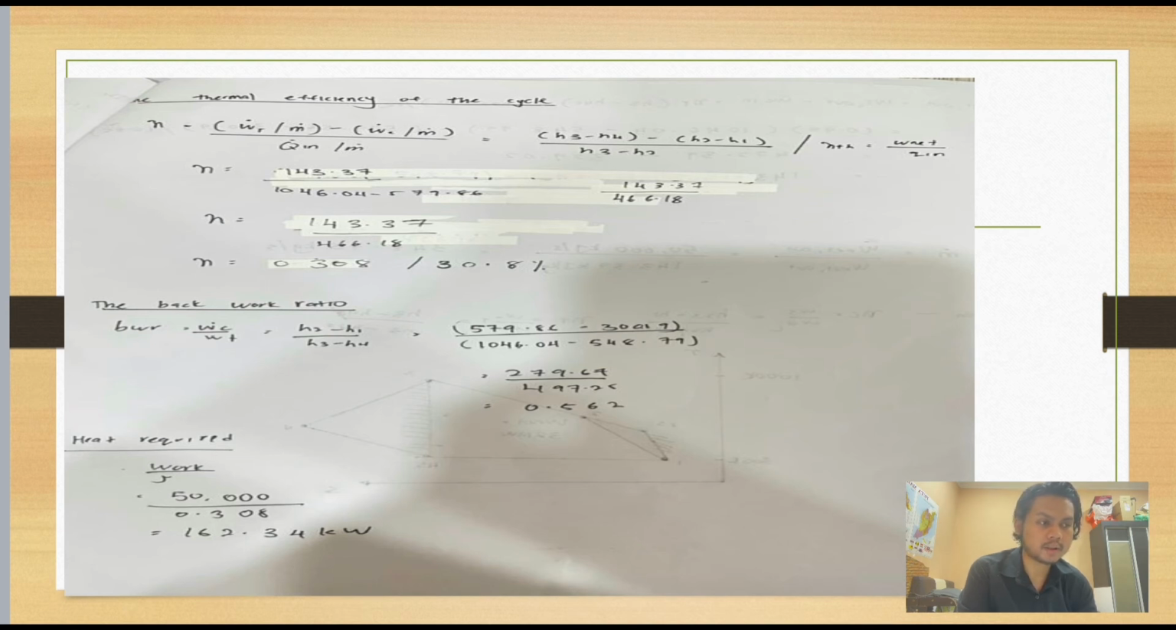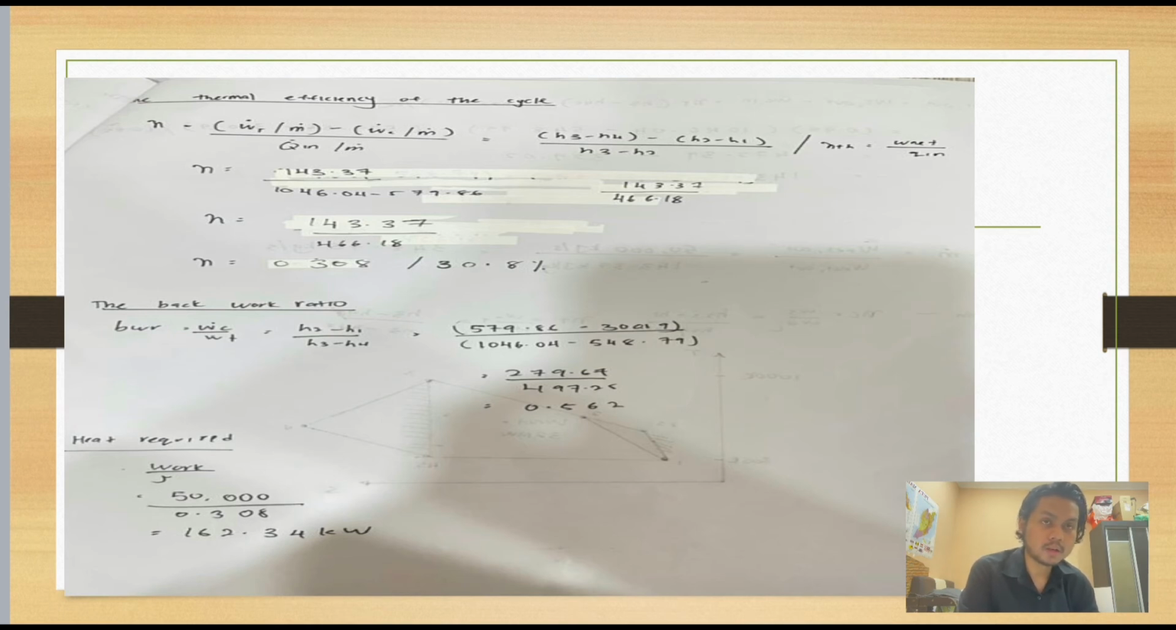So we must find the Q in. The formula Q in is H3 minus H2. So we just divide, simple mathematics, and we got 30.8%. And then we calculate the back work ratio. The back work ratio formula is H2 minus H1 divided by H3 minus H4, and we get 0.562.